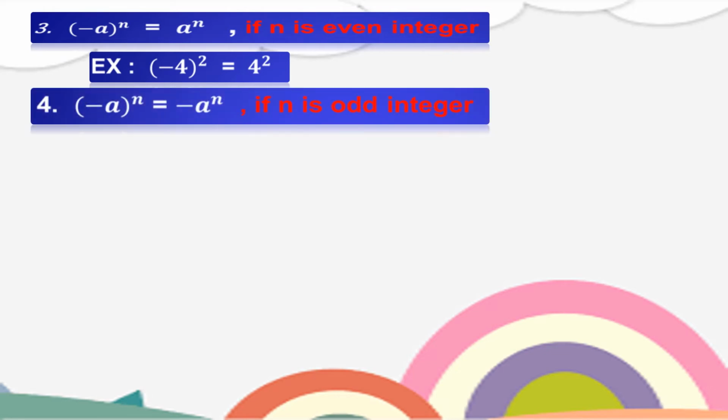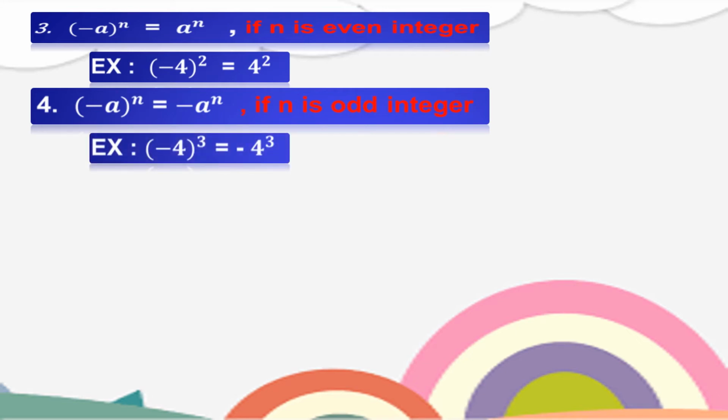Number 4. If I have negative a, all to the power n, it equals negative a to the power n if n is an odd integer. That means if the power is an odd number, the negative stays with me. As an example, negative 4 all to the power 3 means negative 4 to the power 3.